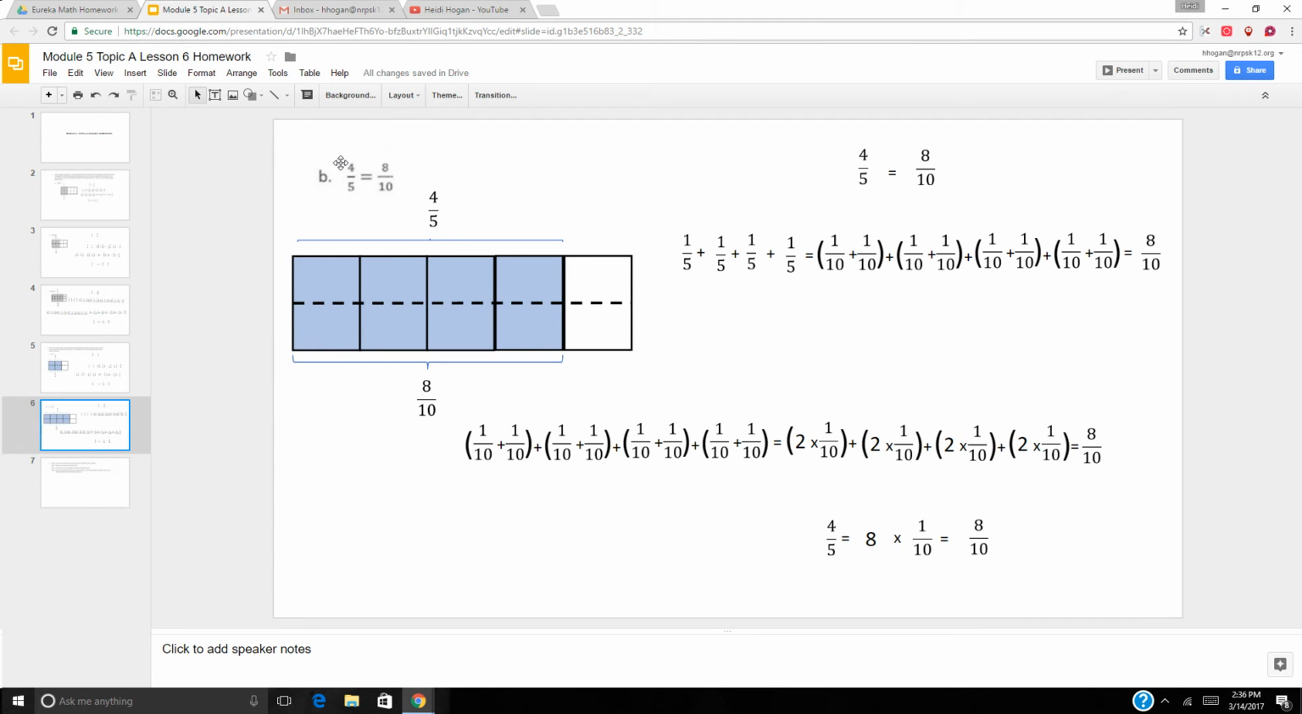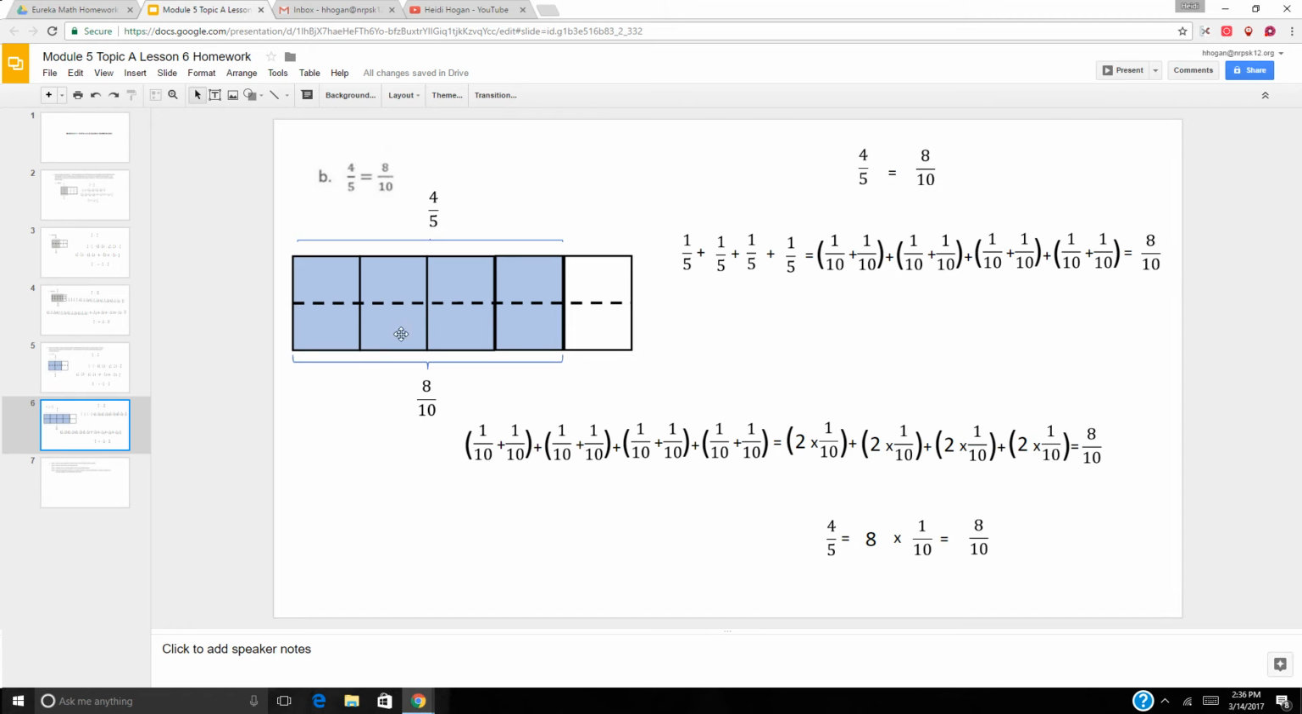4/5, they want us to prove that 4/5 is equal to 8/10. So 1, 2, 3, 4, 5. So they're fifths. Shade in 4. 1, 2, 3, 4. So that's 4/5. And I know that 5 times 2 is 10. So I need to make 2 rows. So 1, 2, 3, 4, 5, 6, 7, 8, 9, 10. So I know these are tenths. And 1, 2, 3, 4, 5, 6, 7, 8, 8/10.